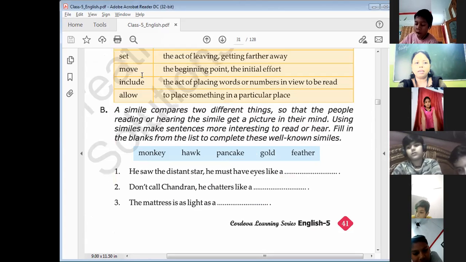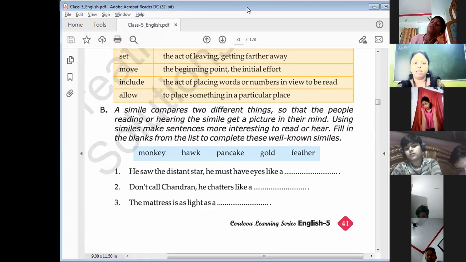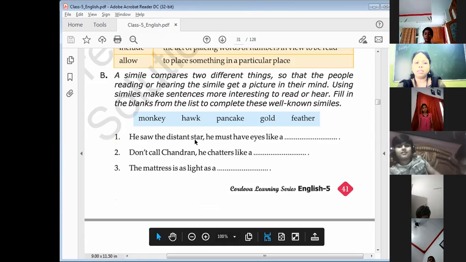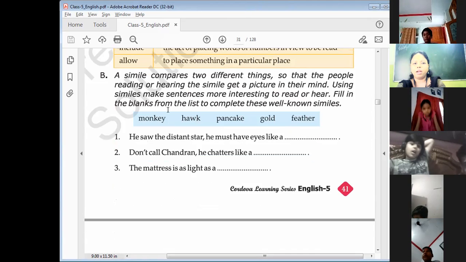A smile, smiley, simile. A simile compares two different things so that the people reading or hearing get a picture in their minds. Using similes makes sentences more interesting to read or hear. Fill in the blanks from the list to complete these well-known similes. He sees the distant star. He must have eyes like a hawk. Eyes like a hawk.